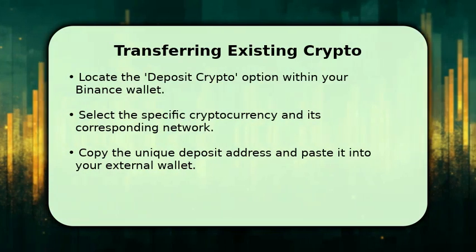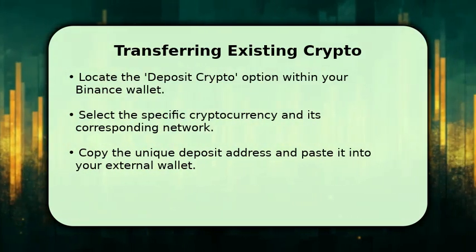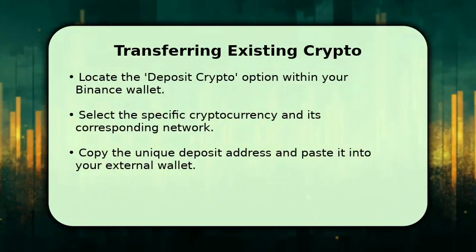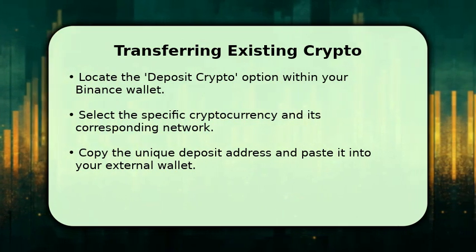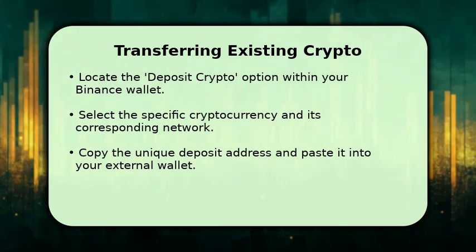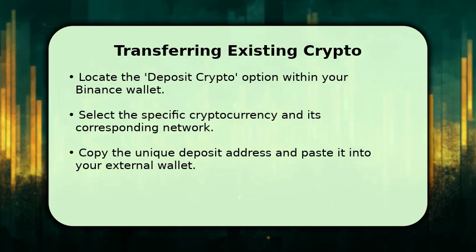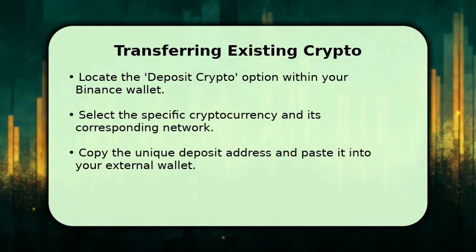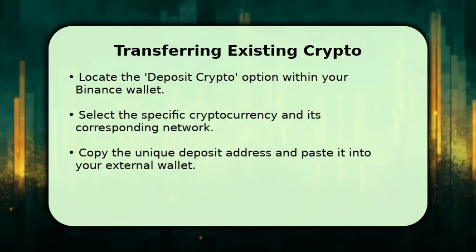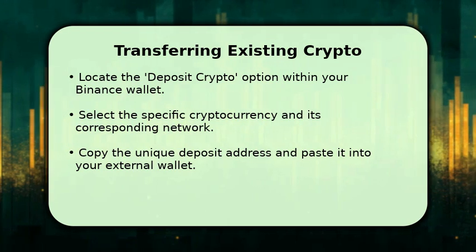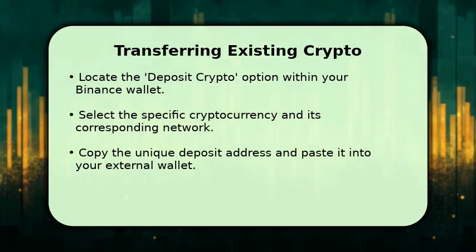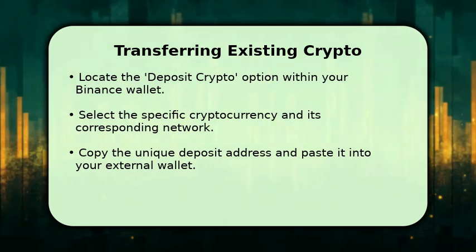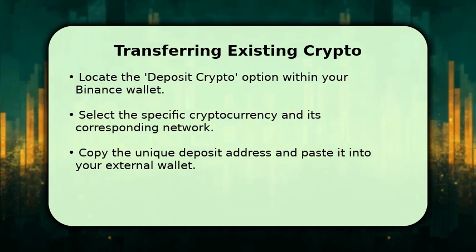If you already own crypto, you can transfer it directly to Binance. Go to your spot wallet, select Deposit Crypto, and choose the coin you wish to transfer, like Bitcoin or Ethereum. Crucially, select the correct network, such as ERC20 for Ethereum. Copy the unique deposit address provided and paste it into your external wallet's withdrawal section to initiate the transfer.